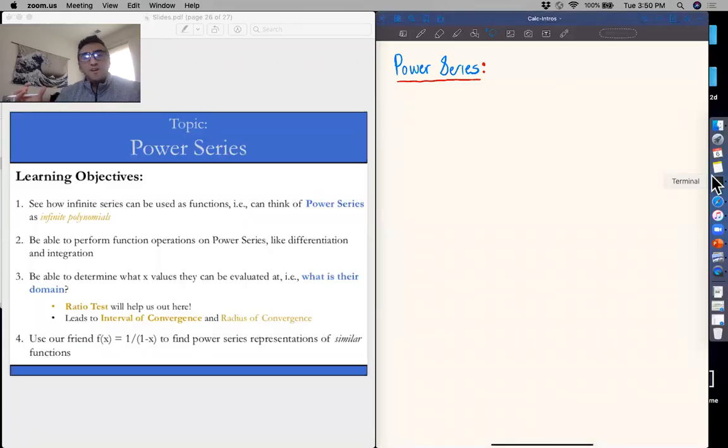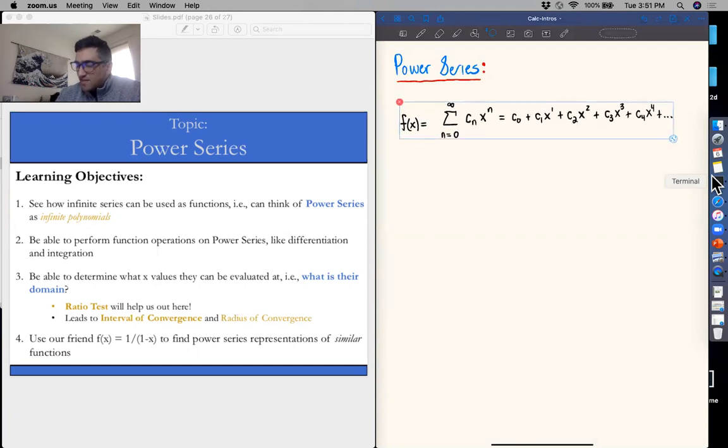Hey class, so what we're going to talk about today is this topic called power series. And power series are one of my favorite topics in Calculus B. What they actually are is where we start taking the idea for an infinite series, but we start writing functions as though they're infinite series.